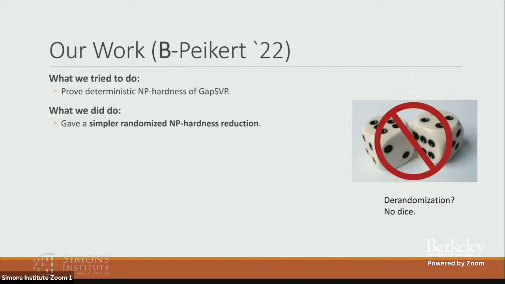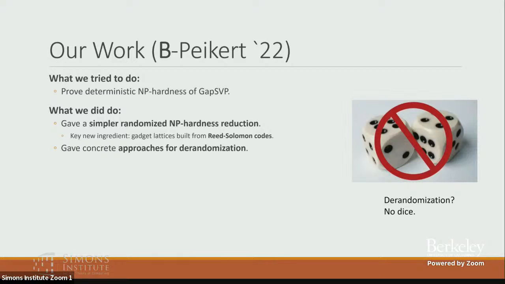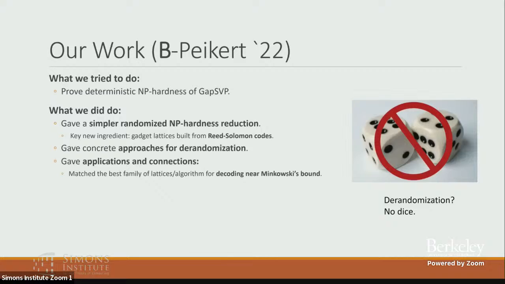So what did we do? We gave what I think is the simplest randomized NP hardness reduction for SVP. The key new ingredient for this was gadget lattices built from Reed-Solomon codes. We also gave concrete approaches for de-randomizing the reduction. Even though we didn't succeed, we have concrete ideas about how to go about it that I hope some of you will take a look at and maybe succeed with. And then we also studied applications and connections of our work with other areas, particularly to decoding.